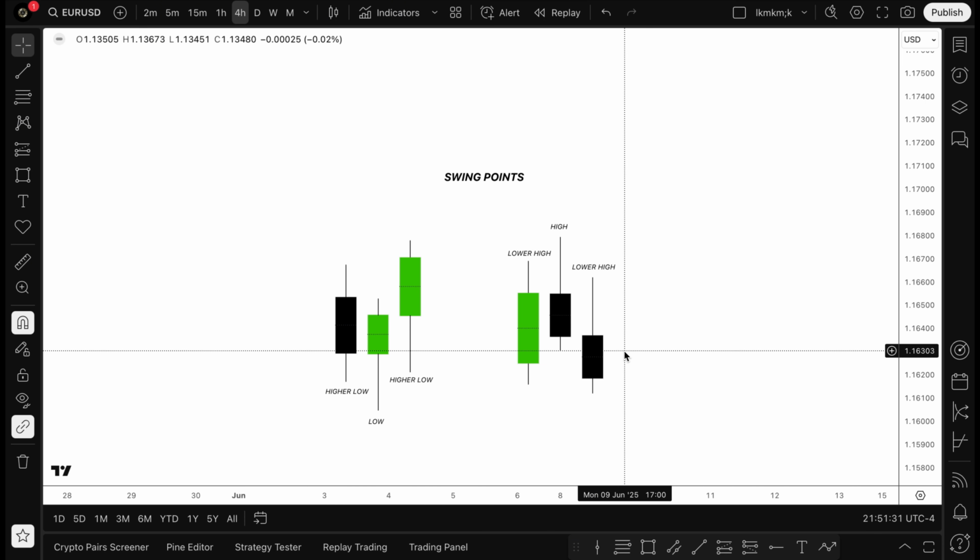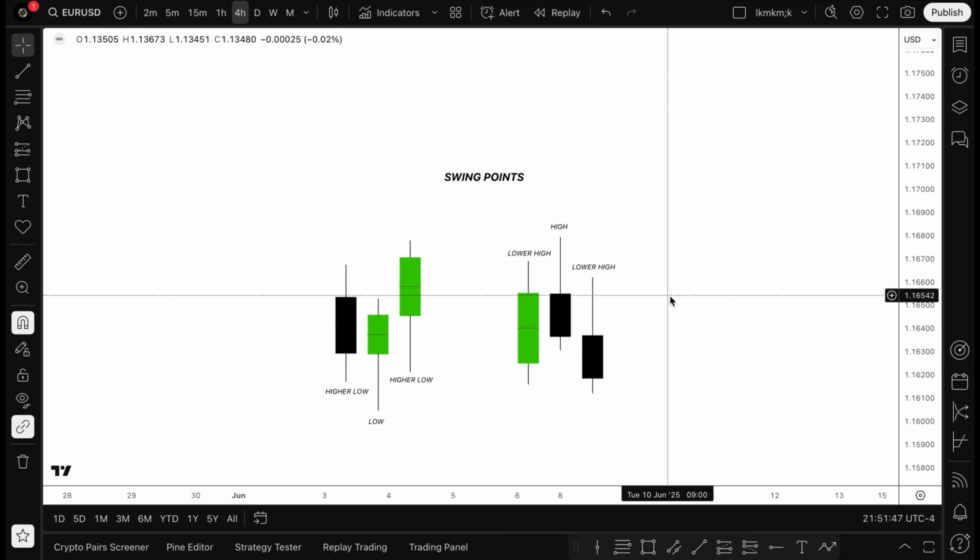In today's lesson, we're going to be focused on liquidity. Specifically, we're going to be talking about buy side liquidity and sell side liquidity. So we're going to be focused on old highs, old lows, and equal highs and equal lows.